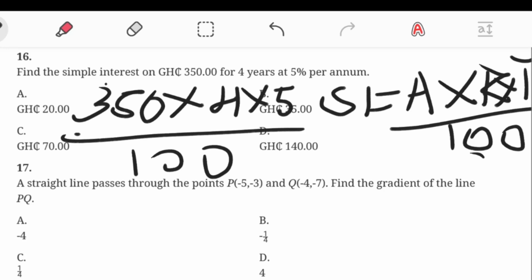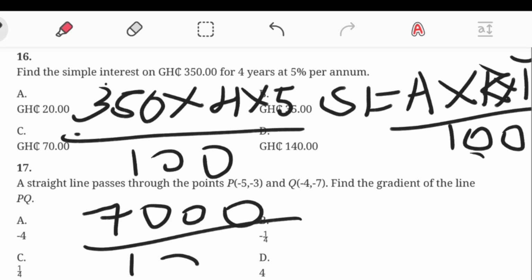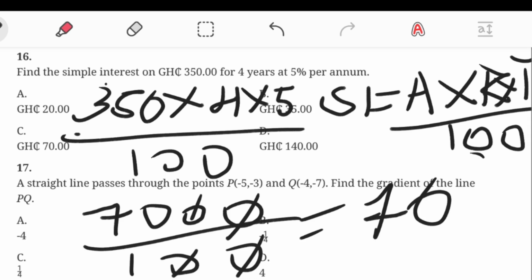Now 350 times 4 times 5 will give you 7,000, and you divide it by 100, and 0 will cancel 0, 0 will cancel 0, leaving 70 over 1, which is the same thing as 70. So the simple interest will be equal to 70, and that is your answer.